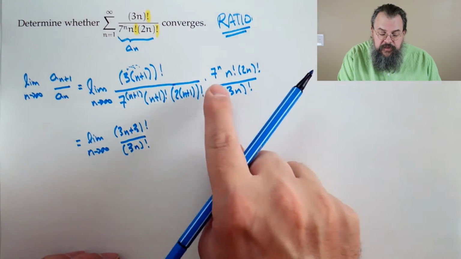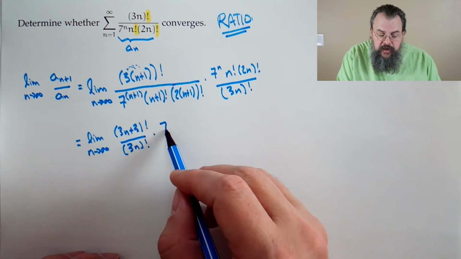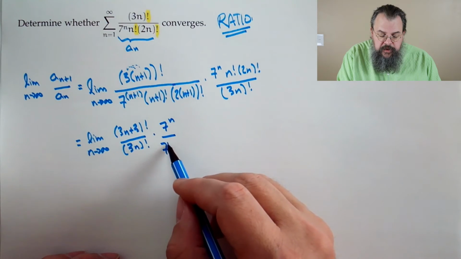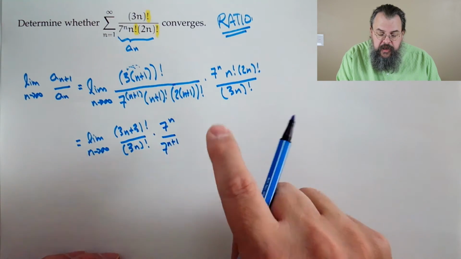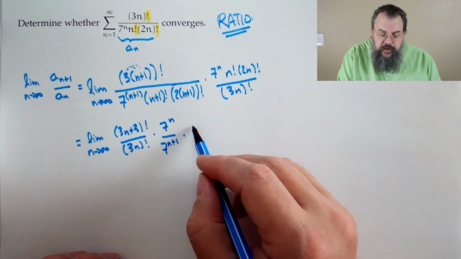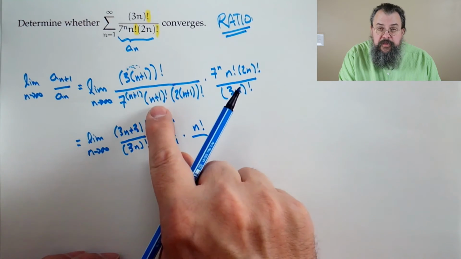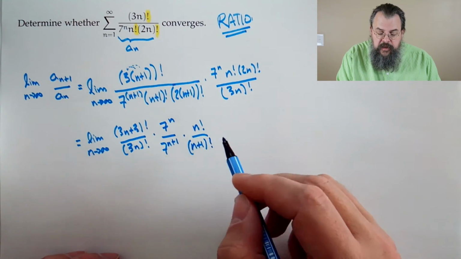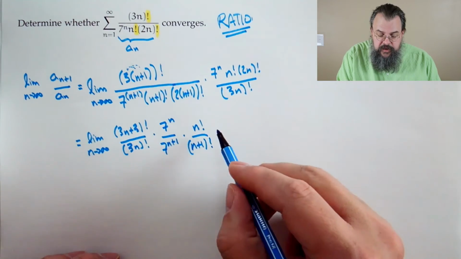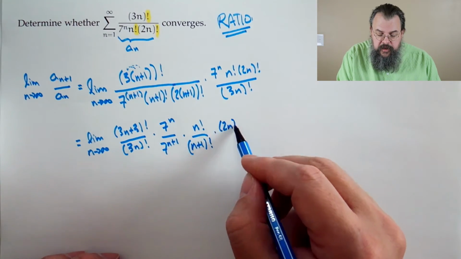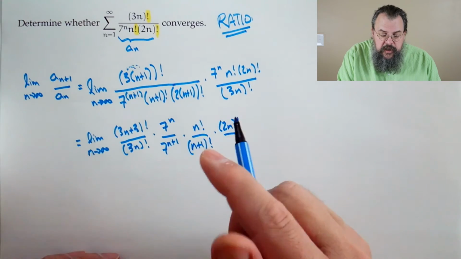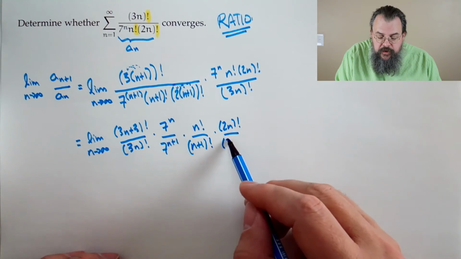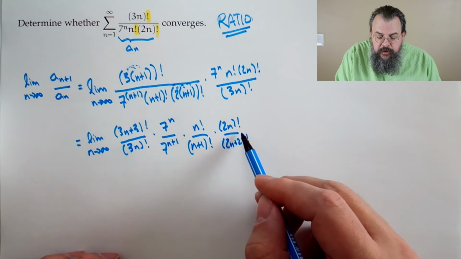What else do we have? We have a 7 to the n. Downstairs, there's a 7 to the n plus 1. Here's an n factorial. Well, that matches pretty well with the n plus 1 factorial. And here's a 2n factorial, and that's matching here. Again, distribute. That would be 2n plus 2 factorial.